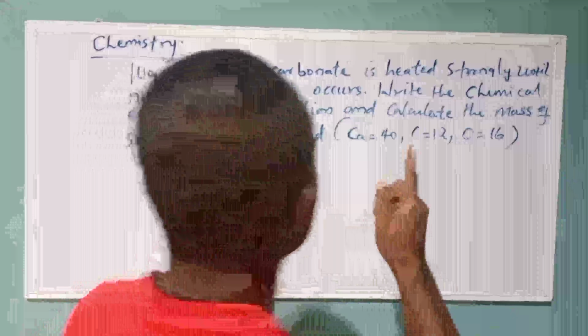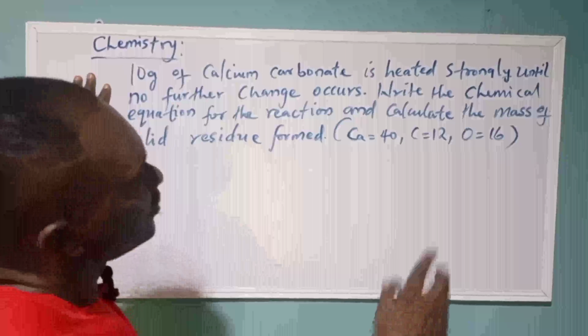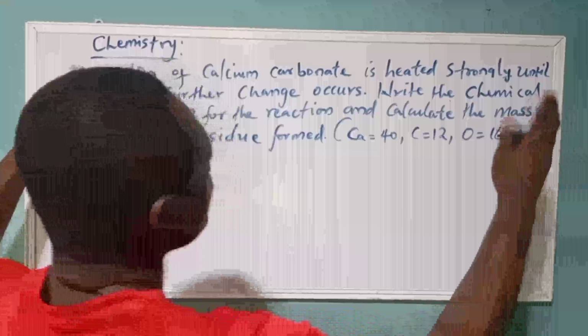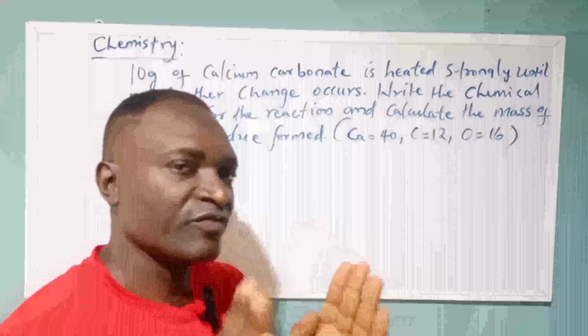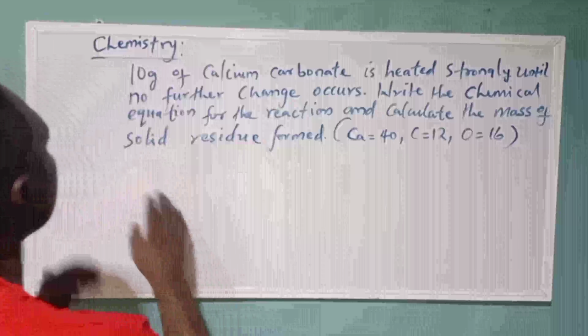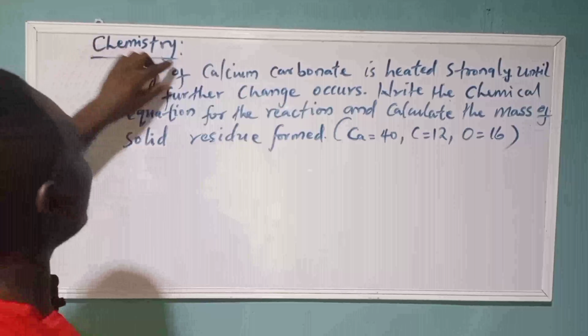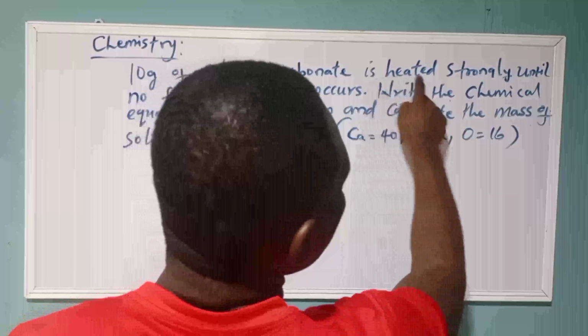Let me guide you on how to solve this kind of question. So this kind of question comes and it looks complex, but I want to break it down. I want to give you the fastest way to solve this question. So just listen carefully. Now the question says 10 grams of calcium carbonate is heated strongly.